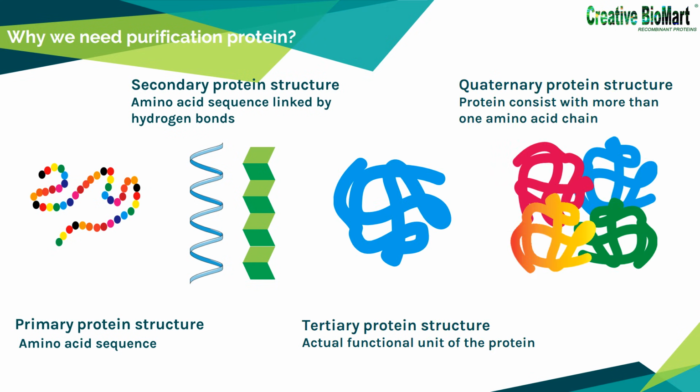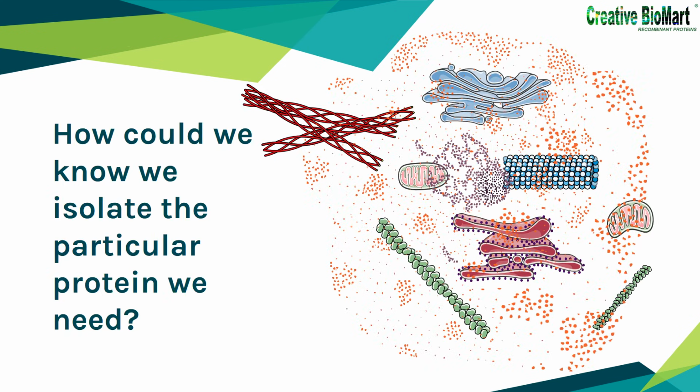Because pure protein is so important for further analysis, we will discuss the protein purification methods which are usually used. Purified protein contains only one type of protein which we are interested in. At the beginning, this protein may be only a tiny fraction of the mixture. How could we know we isolate the particular protein we need?